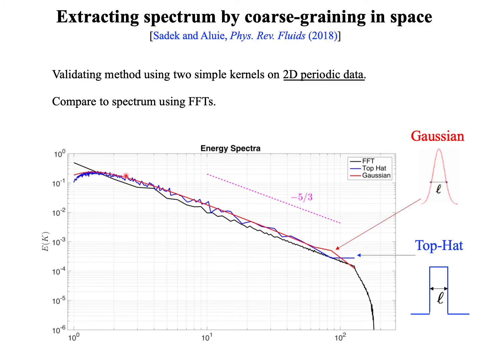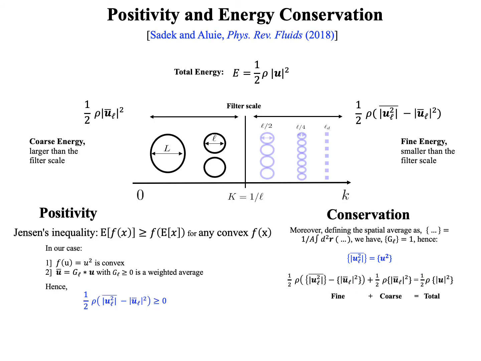Here I show you the Fourier spectrum in black and coarse graining spectra in red and blue using two different kernels. And one has to make sure that this coarse graining spectrum is positive and conserves energy, which we showed in the paper. So there are some nuances, some measures that one has to be careful about.